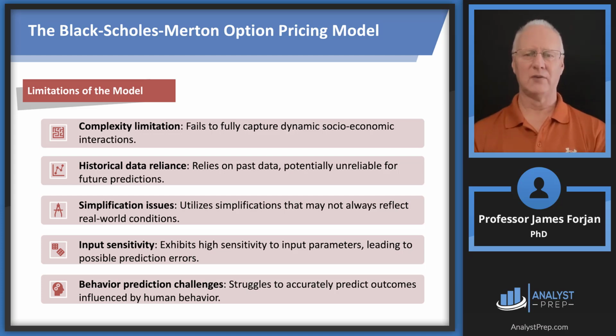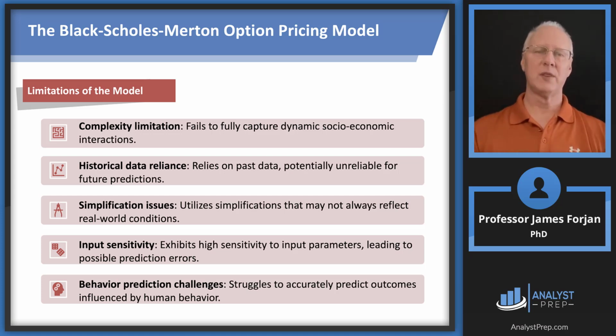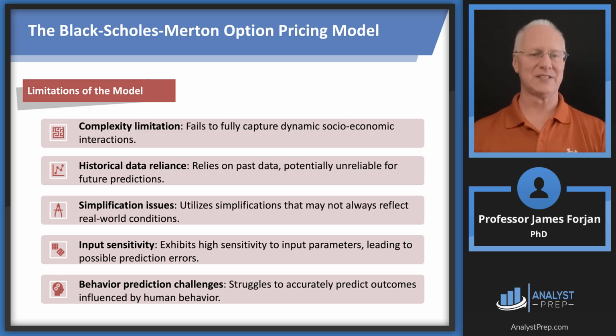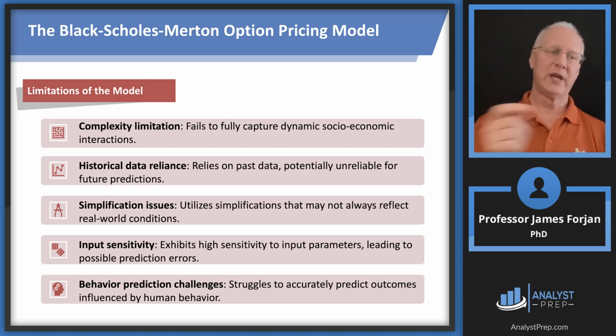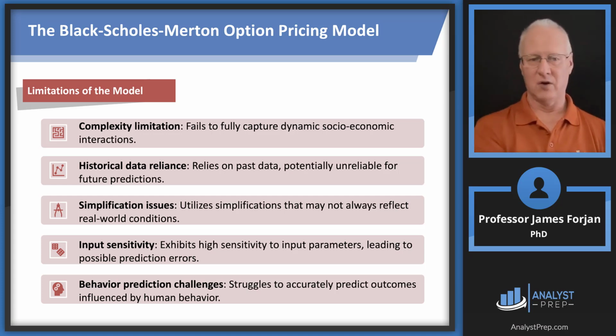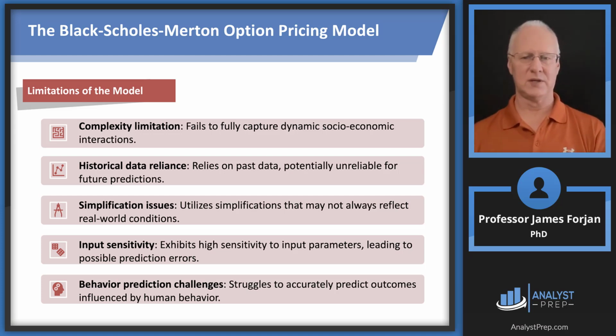We try to simplify. Input sensitivity: yeah, this is a problem here. When you get to the extremes in the Black-Scholes-Merton option pricing model, the model becomes less and less accurate. We're very sensitive to the input. So if you put in, what did we have, 5% for risk-free, 7% for the return on the asset, and you change that to 6 and 8, or 2 and 4, you're going to get wildly different answers. So we need to be worried about that input sensitivity.